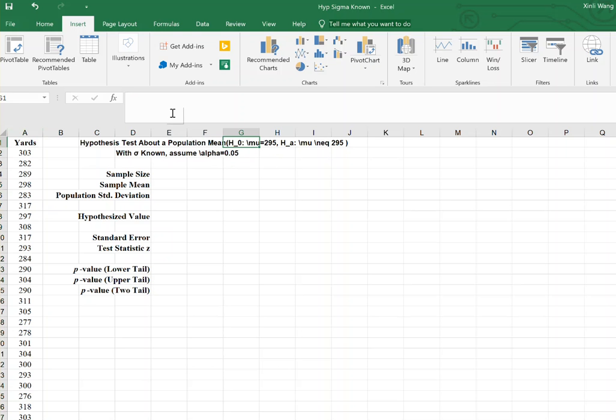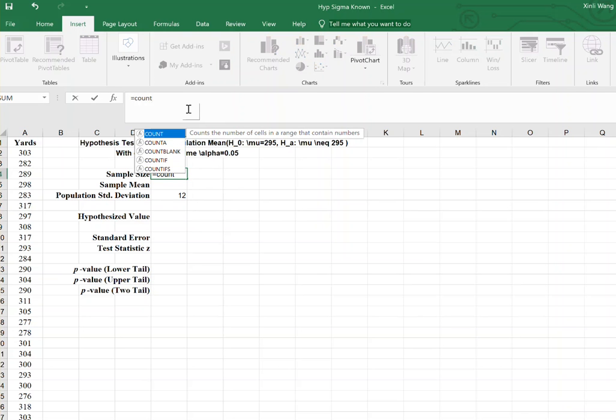The null hypothesis is, in this case, mu equal to 295, and the alternative hypothesis becomes mu is not equal to 295. And we're going to assume the alpha in this example is 0.05. So the sigma given, we're going to key in the value of sigma now for the population is equal to 12.